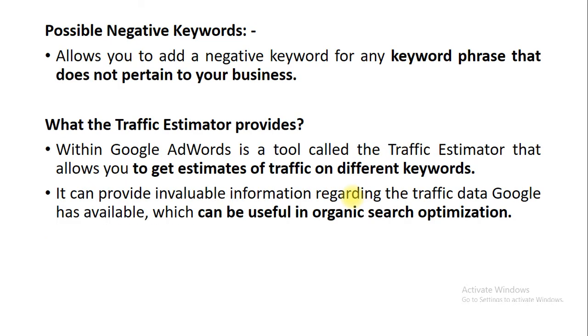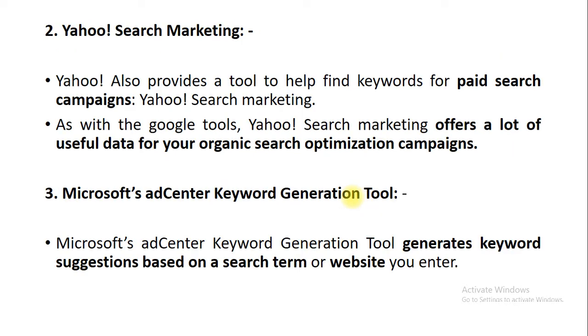Next is called possible negative keywords. As with positive keywords, you also need to focus on the negative keywords related to the business, and you need to write them down or note them into the negative keywords. Now what is the traffic estimator? This is the second facility or tool provided by Google. Generally the traffic estimator gives you the facility of paid estimation as well as organic estimation.